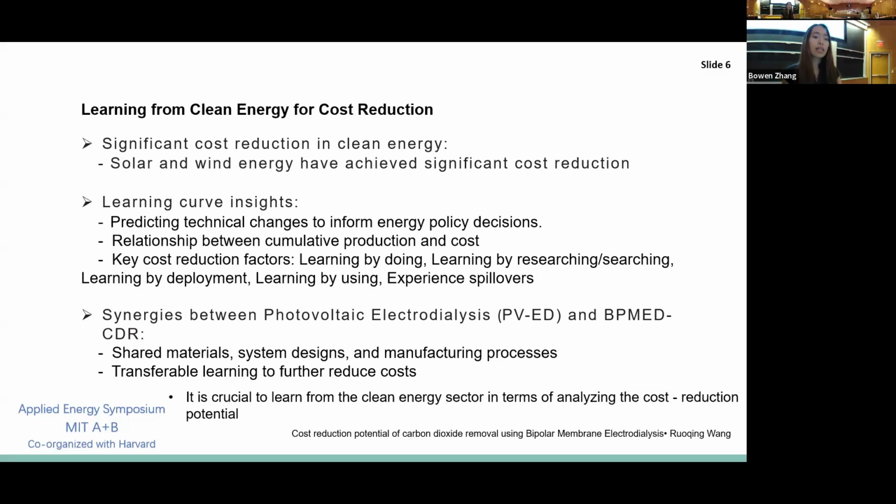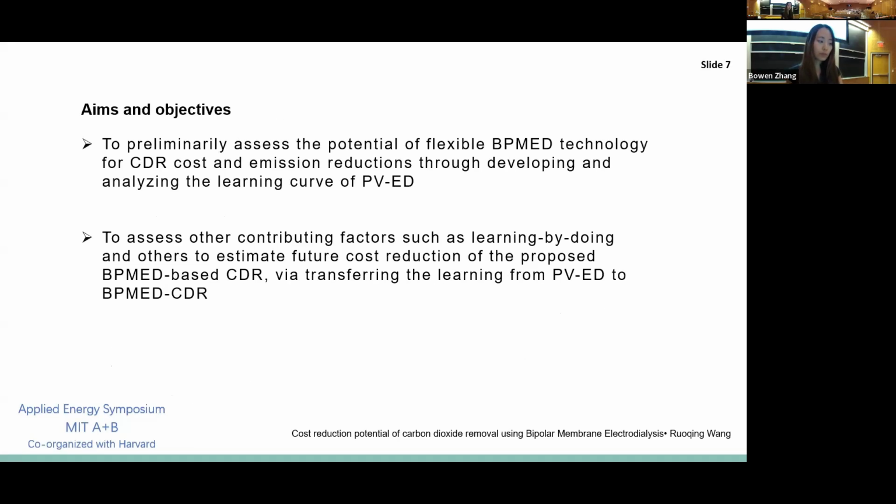We wanted to analyze the BPM-ED CDR, but since the technology is at a very early stage and there isn't much data from it, we decided to analyze the PV-ED first, because there are synergies between these two energy systems, and it's feasible to transfer the learning from the PV-ED to identify the cost reduction factors for the BPM-ED CDR systems.